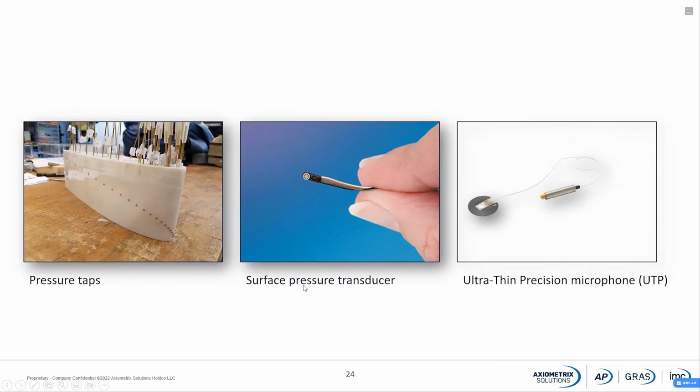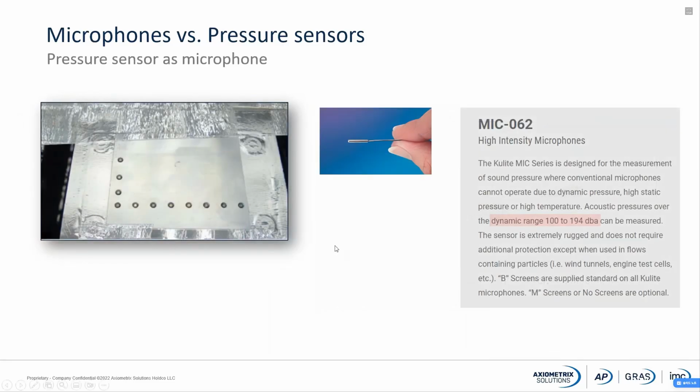You could also use the surface pressure transducers, where you're gluing them directly on the surface, on the skin. And you can use the ultra-thin precision microphone, where you glue the fairing, and then you can slide the sensor in. So this is a picture from a customer that we have, and this is a Q-light sensor, where they have mounted Q-light sensors in an L formation over an airfoil.